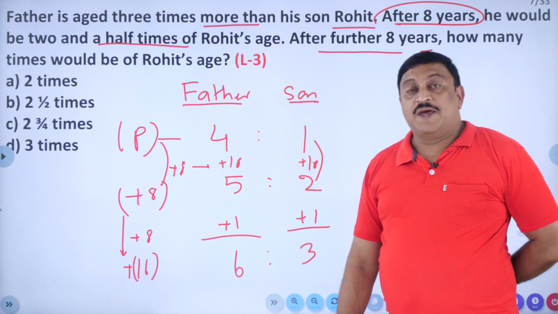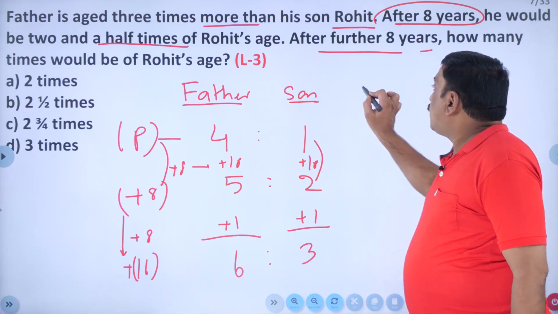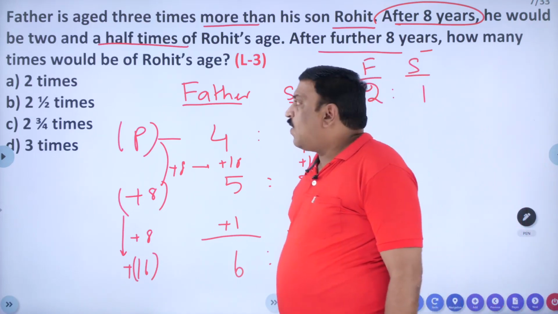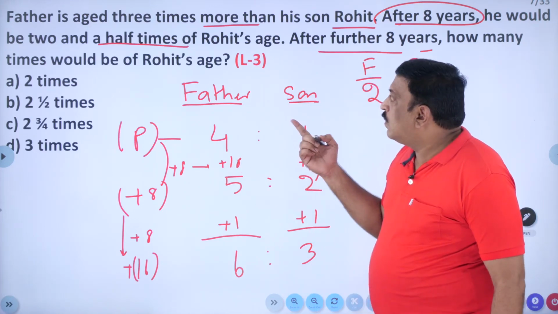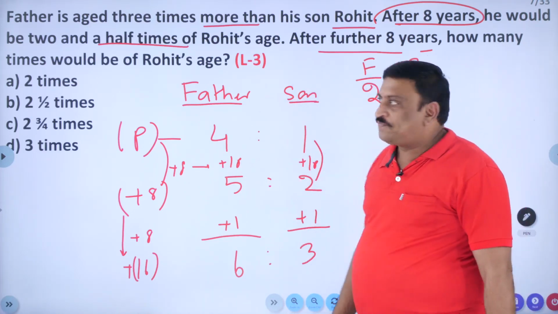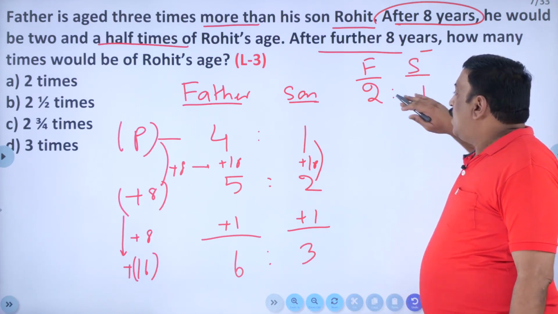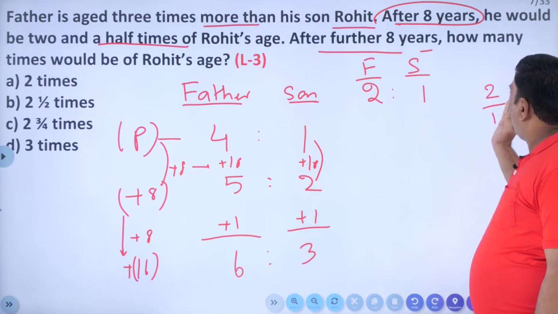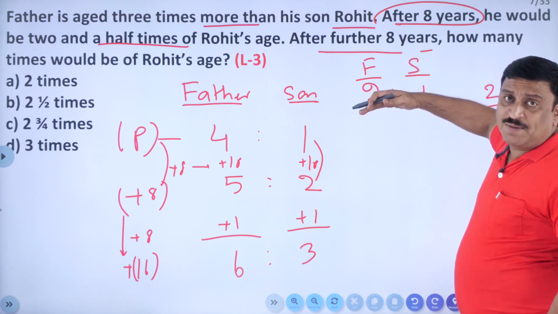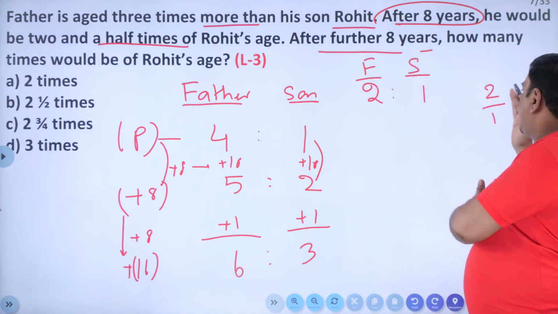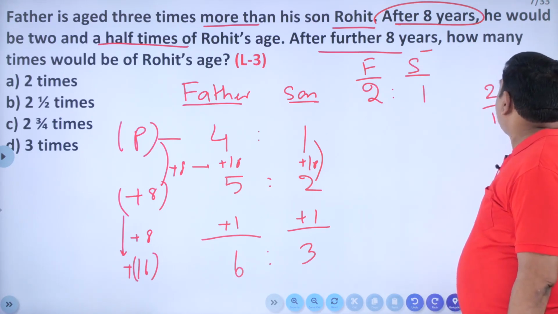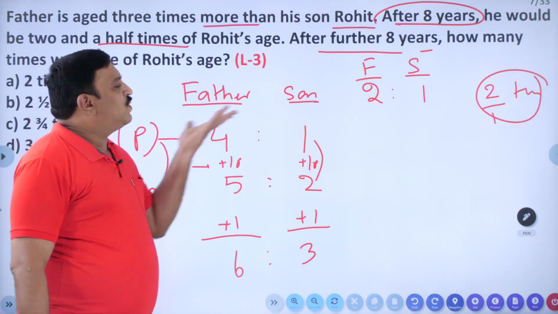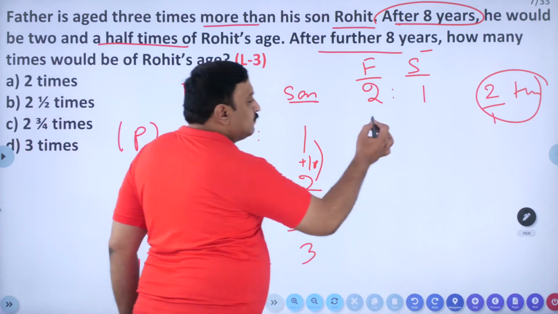6 is to 3. That means how much ratio? So father and son, it is 2 is to 1. But what did they ask? Is it 2 is to 1? No. How many times? Just see, if a ratio is given as 2 by 1, you make it a fraction like this. If you want times, you reverse it. So 2 is to 1 means 2 by 1 times, and that means nothing but 2 times. Understood? So your answer is 2 times.